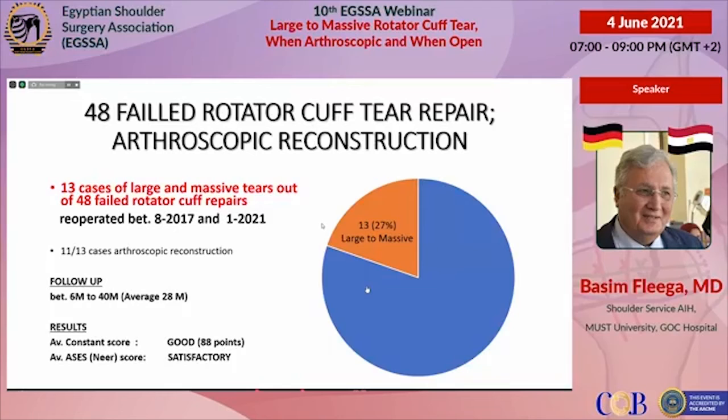13 cases of large and massive rotator cuff tears out of 48 failed rotator cuff repairs were reoperated between August 2017 and January 2021. 11 of these 13 cases had a successful arthroscopic reconstruction. The follow-up was between 6 months and 40 months, the average 28 months. The average results, according to the Constant score, was good, and according to the American Shoulder and Elbow Surgeons score, was satisfactory.